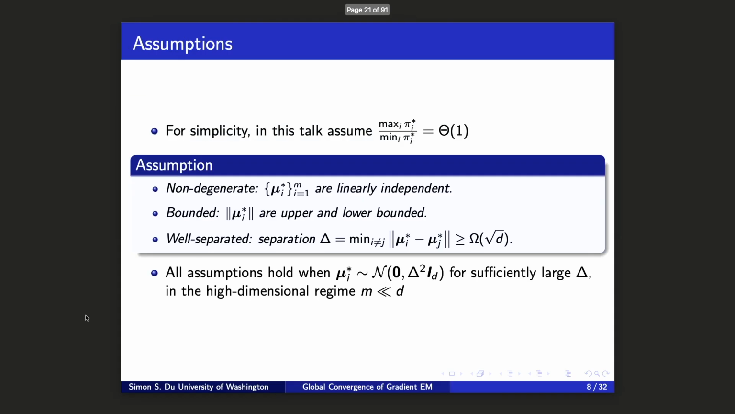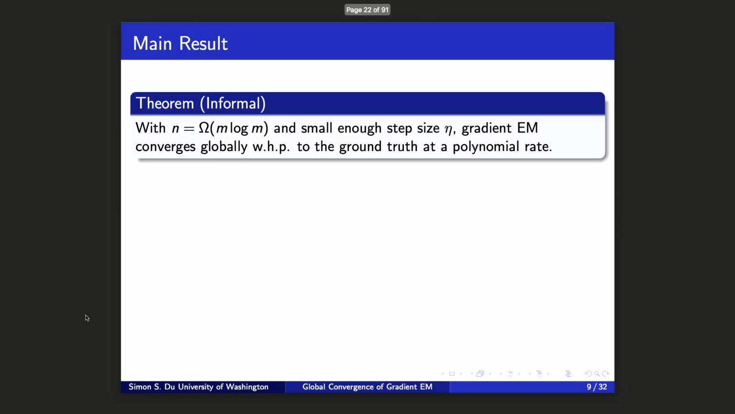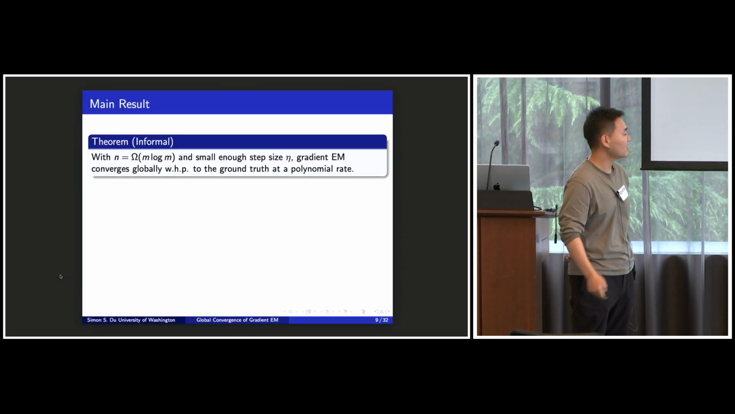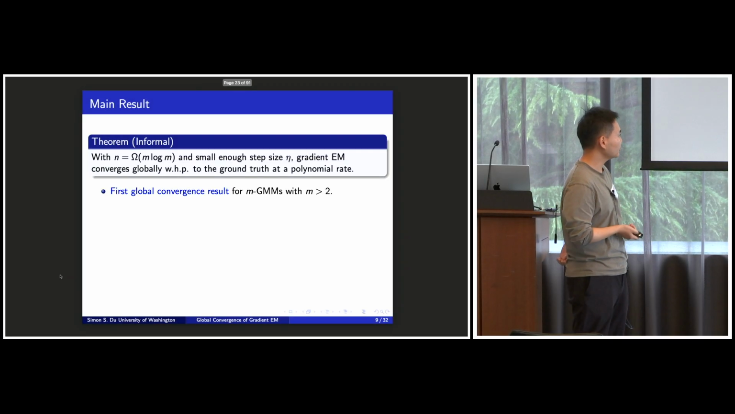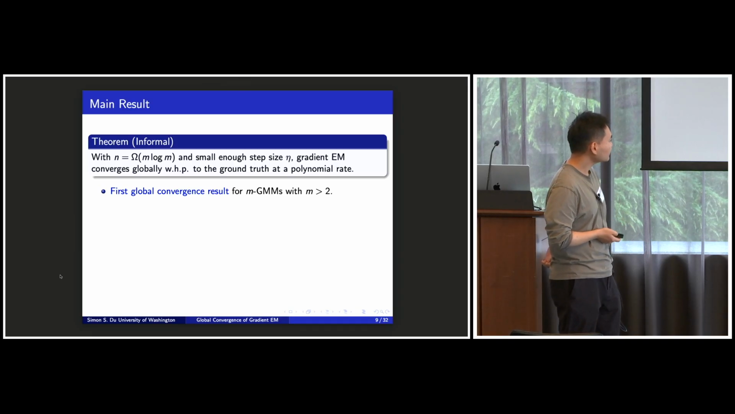Okay, so with these assumptions, here's our main result. If n is m log m, and you use a small enough step size eta, then gradient EM converges globally to p star with high probability over the initialization at a polynomial rate. So it's not linear convergence like in the exact parameterization case. Here it is a sublinear rate, and in simulation we do see this is unavoidable in the over-parameterization case. I'll show you some simulations later on.